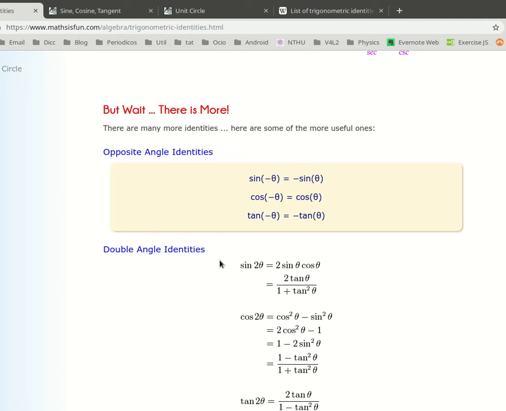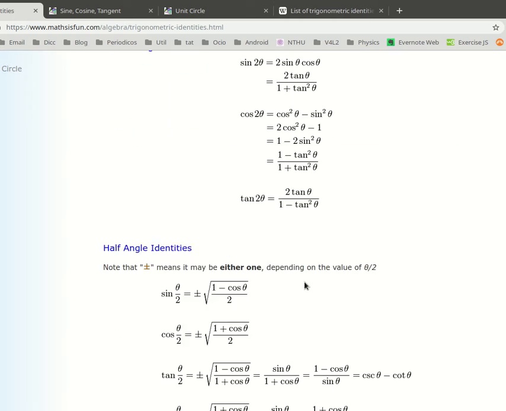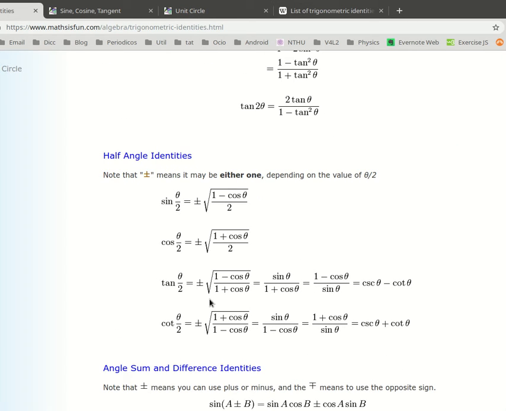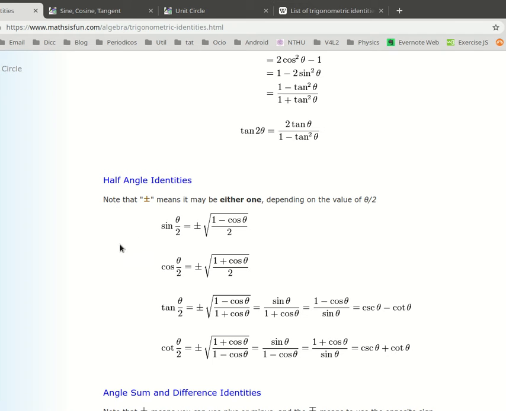Another thing that is also important is the double angle identities: the sine of 2 theta equals 2 times sine theta cosine theta, and the cosine of 2 theta equals cosine squared of theta minus sine squared of theta. Sometimes we use them, though we don't use them that often.